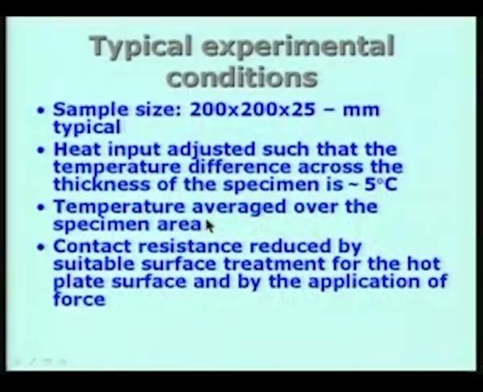As indicated earlier, the temperature is averaged over the specimen area by having several thermocouples all in parallel, so that you get the average value of the temperature. The contact resistance is reduced by suitable surface treatment for the hot plate as well as for the other surface, and by the application of force. The force helps in bringing out a good physical contact. A good physical contact coupled with this surface treatment will also mean that there is a good thermal contact. Therefore, the contact resistance can be reduced by this particular method.